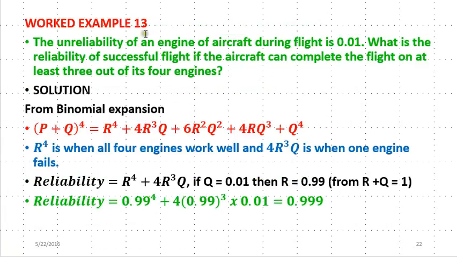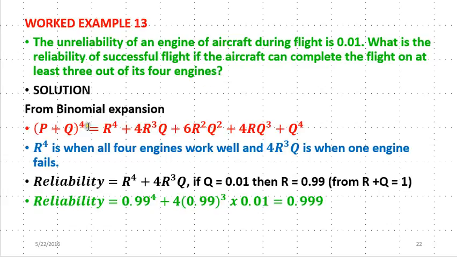To demonstrate this example, let us assume the unreliability of an engine of the aircraft is 0.01. Since we said the unreliability plus reliability is equal to 1, my reliability should now be 1 minus this, which is 0.99. So what is the reliability of successful flight if the aircraft can complete the flight on at least 3 out of the 4 engines? In this case, I'll say (P + Q)^4. Why? Because I have 4 engines.